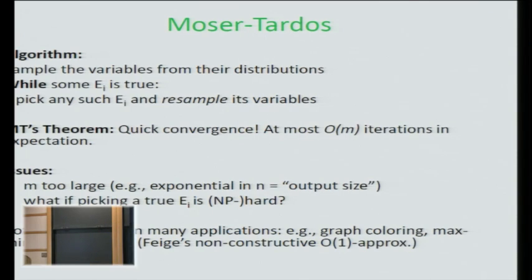Okay, excellent. So the question is, why can't we do something like the method of conditional probabilities? The point is, if you look at the proof of the local lemma, if you want to run the method of conditional expectations, you have to actually look at the proof and set the variables one by one.